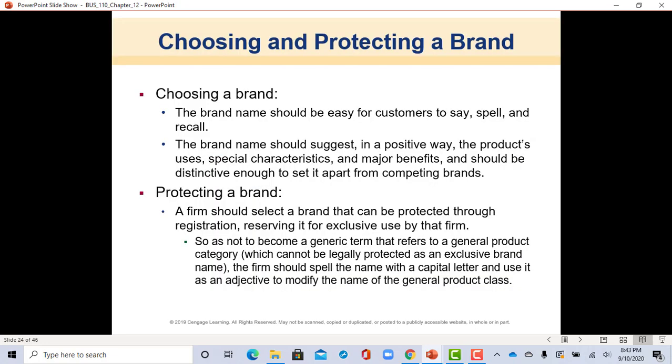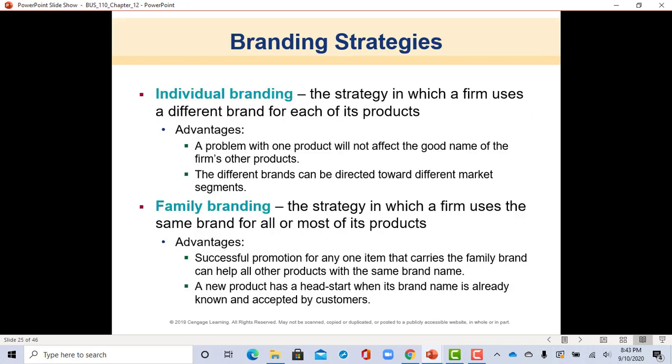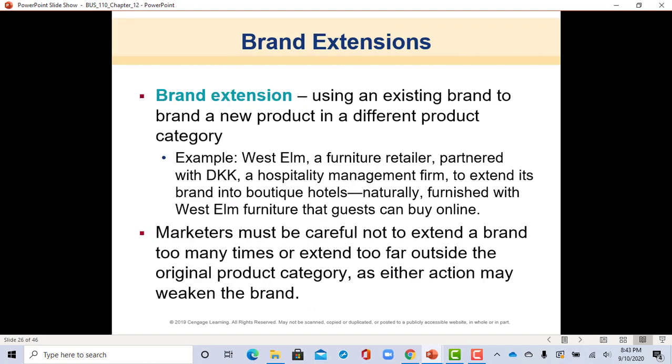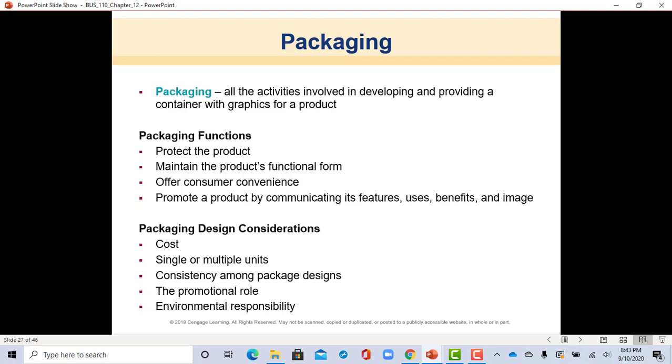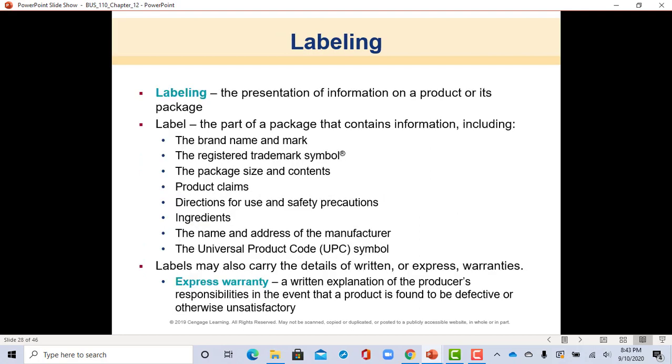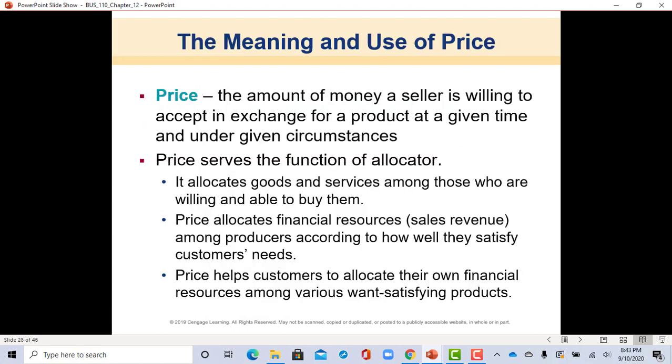A number of issues should be considered when selecting a brand name. Once a firm decides to brand, it chooses one of two branding strategies, either individual branding or family branding. A brand extension should not be confused with a line extension. The package is a vital part of the product. Food manufacturers are not allowed to make misleading health claims about their products.